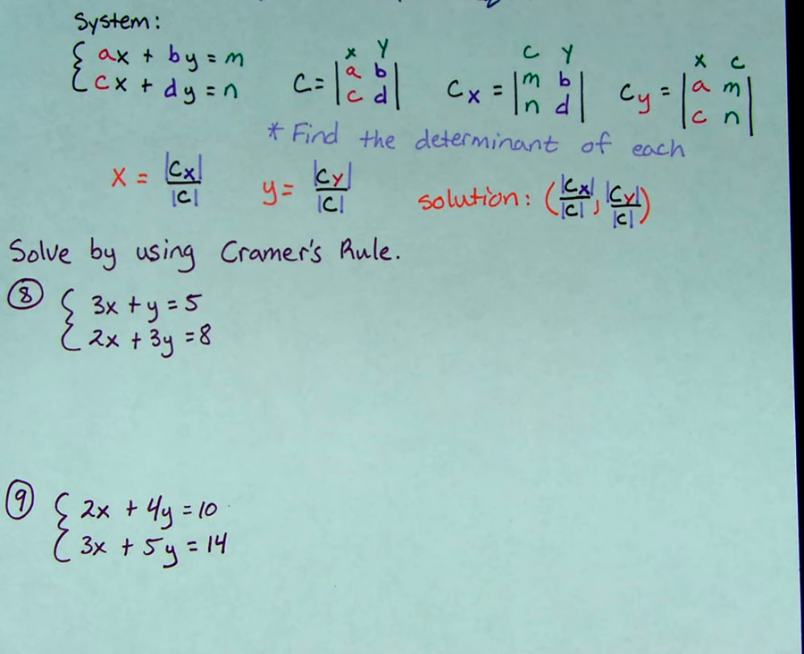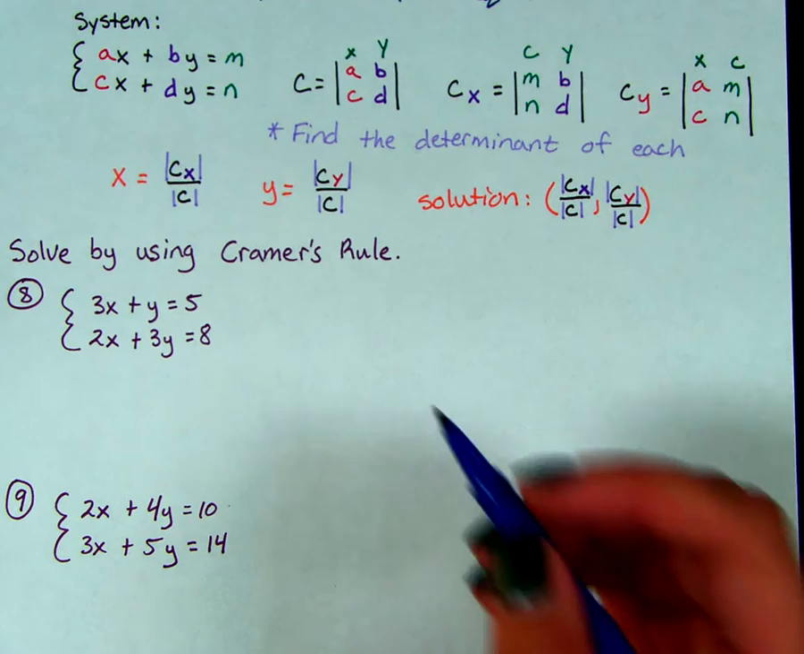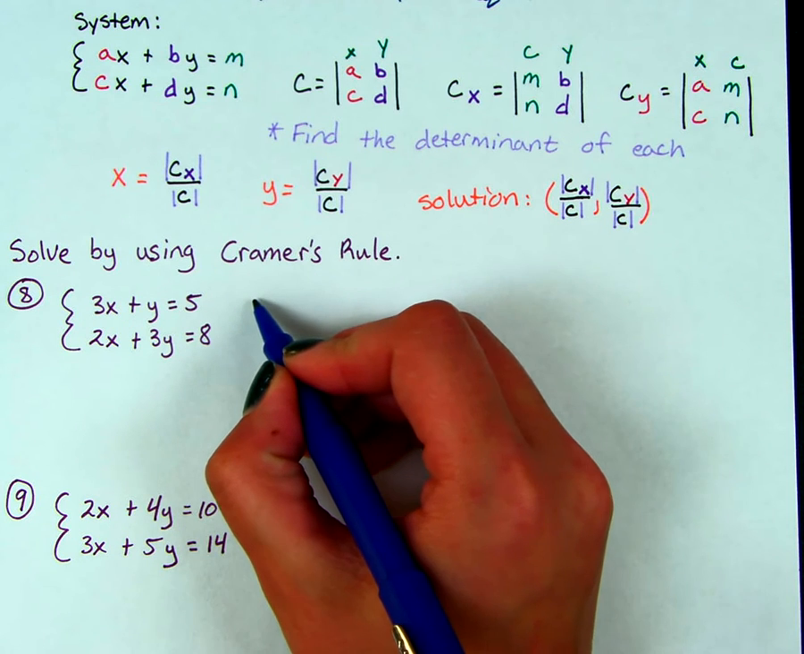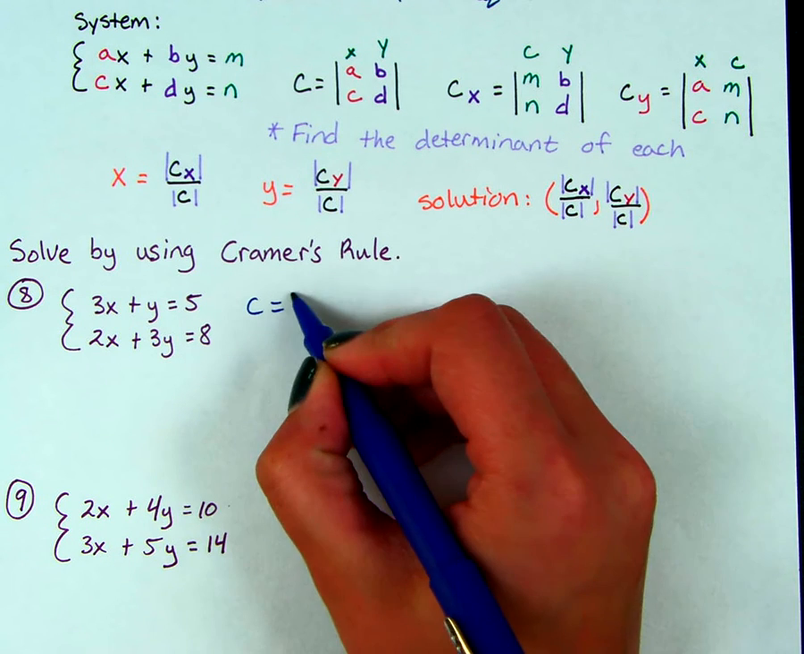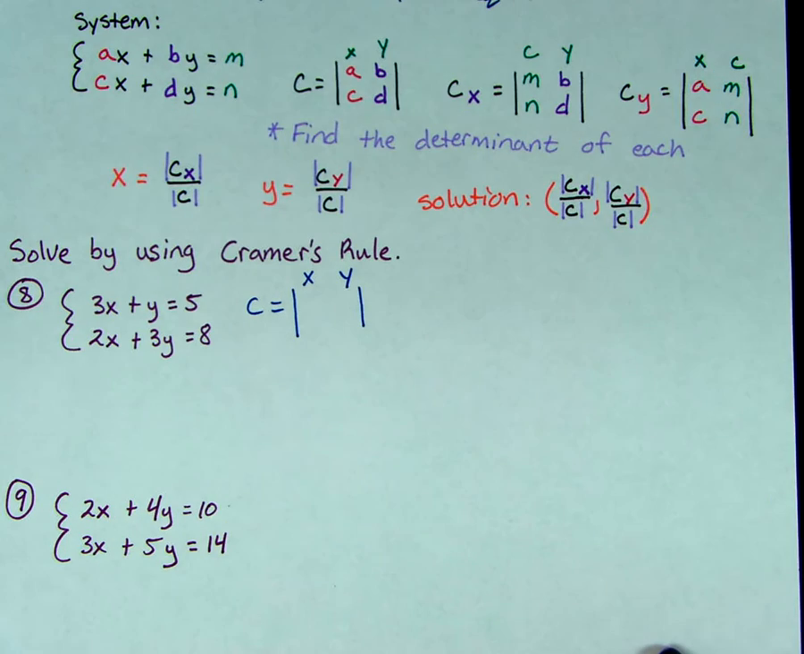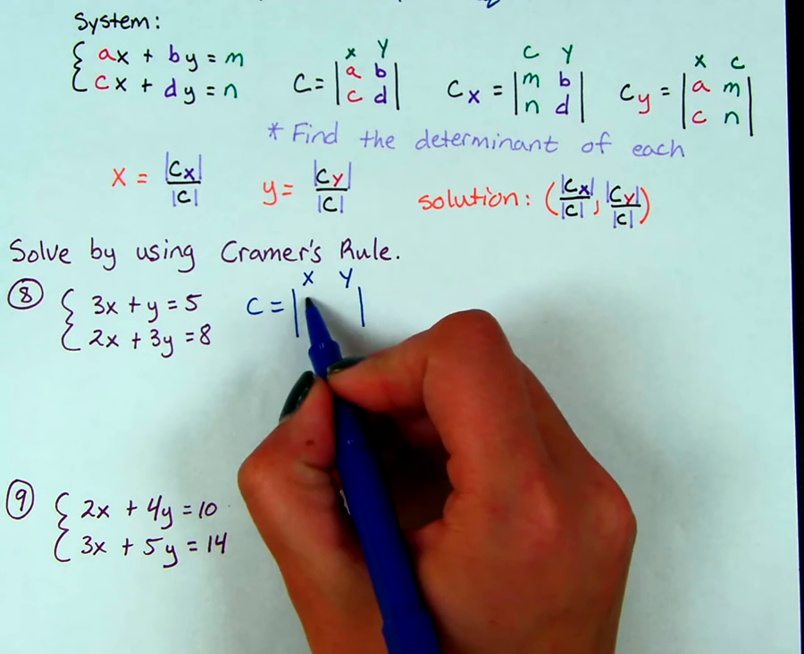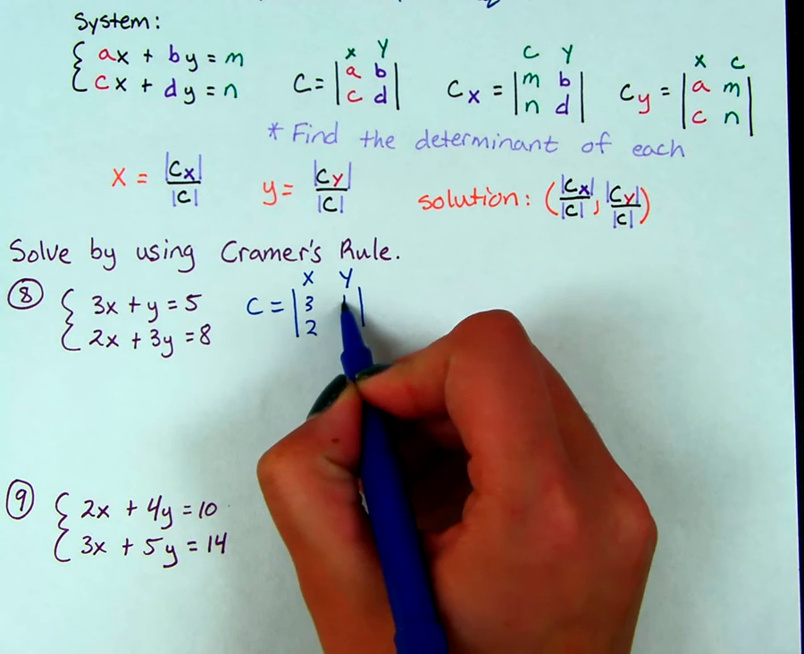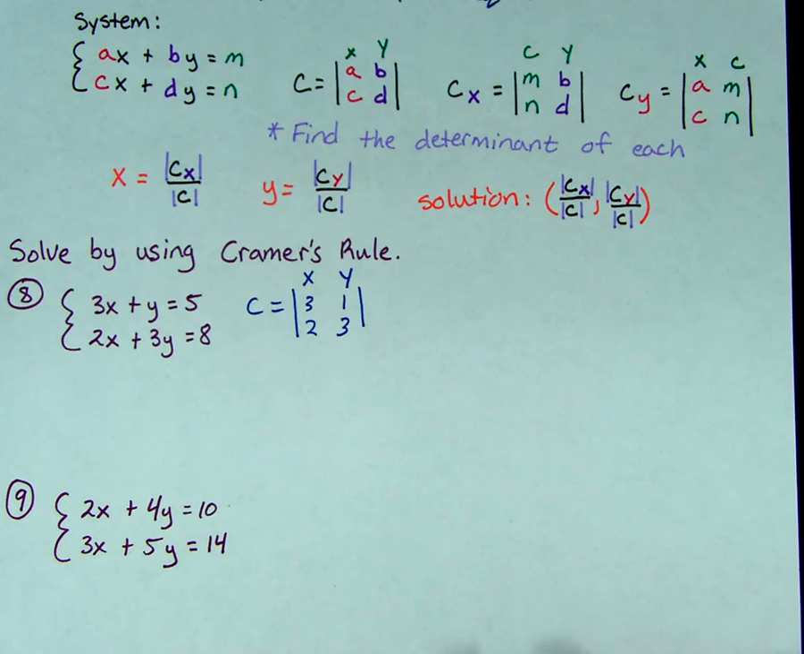All right, so now we're going to take Cramer's rule and we're going to apply it to our system. So again, the first thing that we're going to do is we're going to write down our three matrices. So the first one is our coefficient matrix. So in our matrix, we're going to write down the coefficients for x and the coefficients for y. So we would have 3, 2, and then 1, 3 for that.